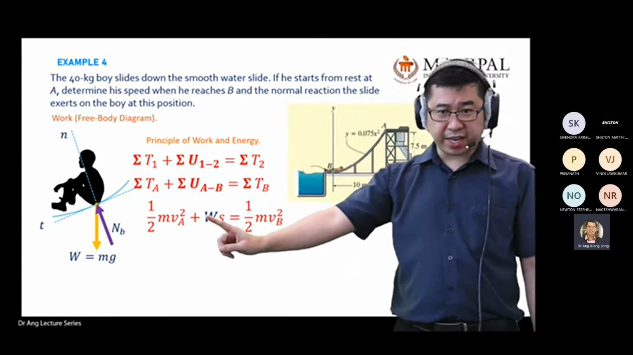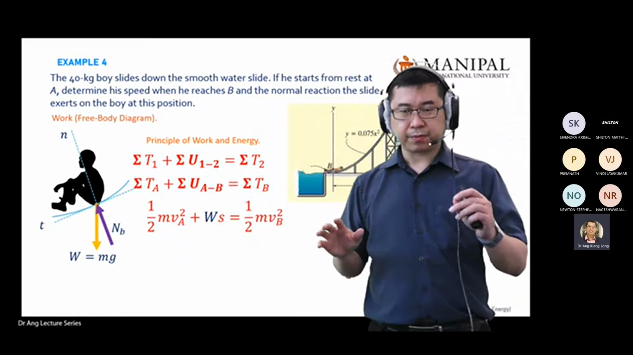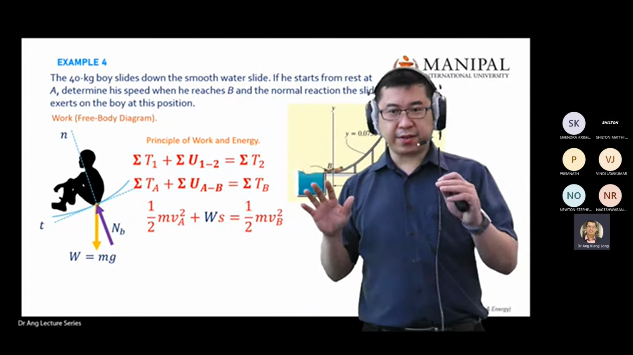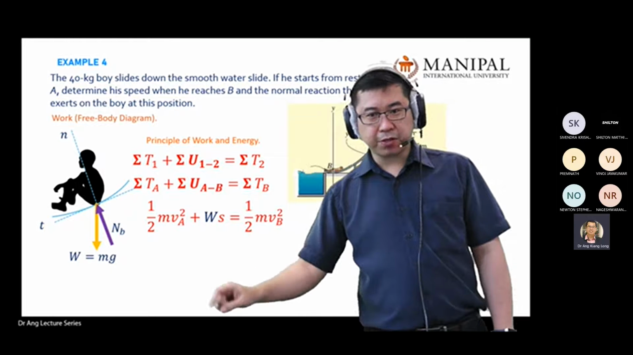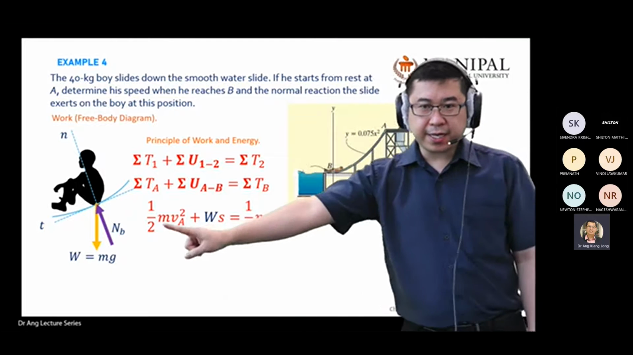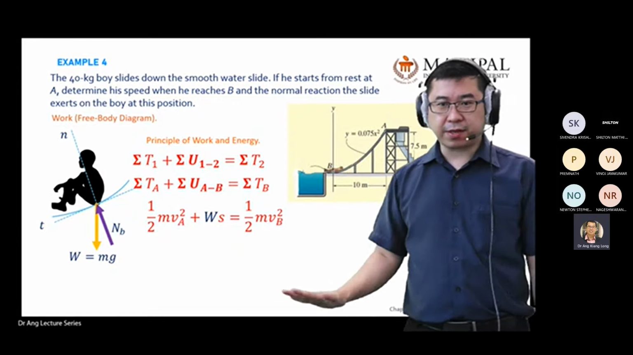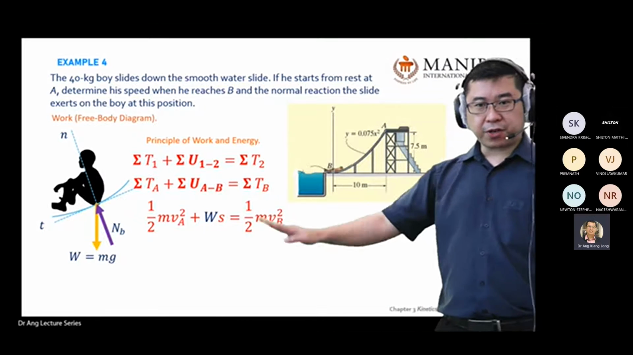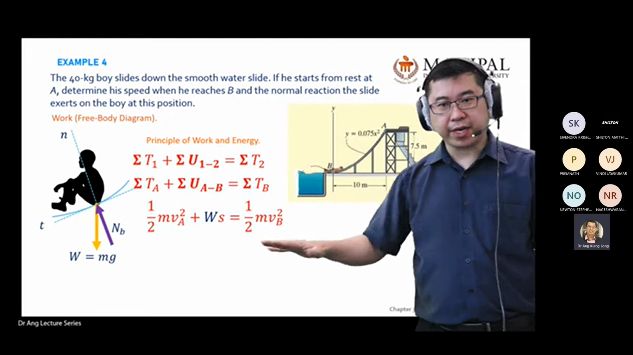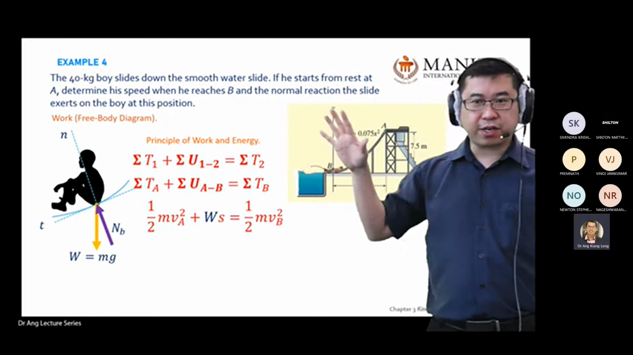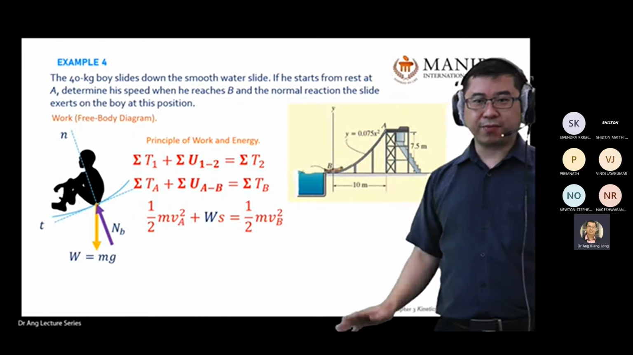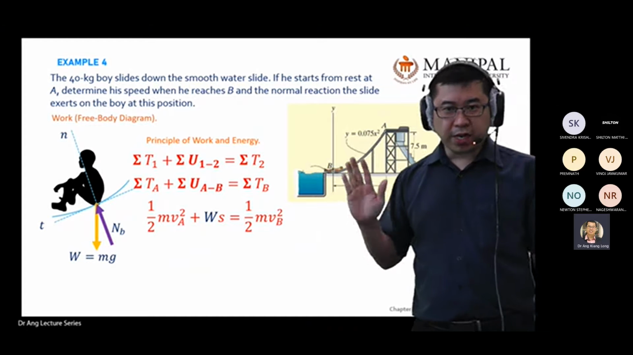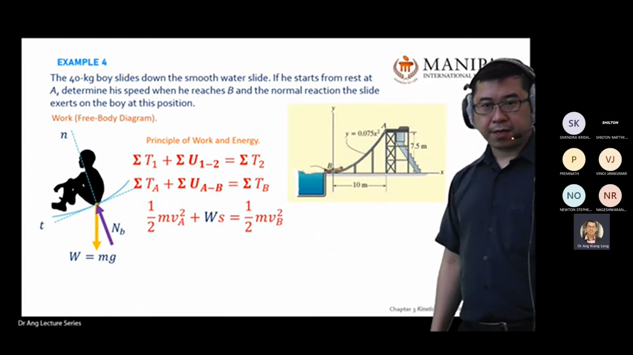So there is a positive and negative sign. You need to be clear and firm on why there's a positive and negative sign. If you understand this one, the rest is just substitution and solving for the unknown. If you understand up to this stage, you are good already. It means you can solve all kinds of questions related to work and energy.